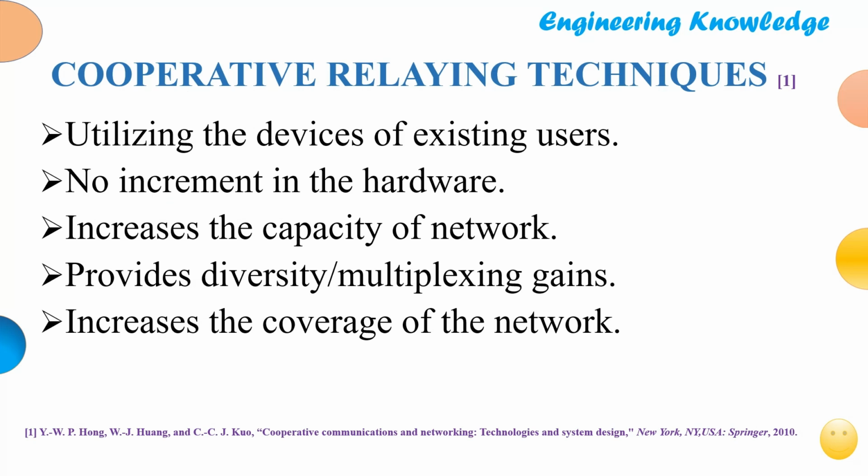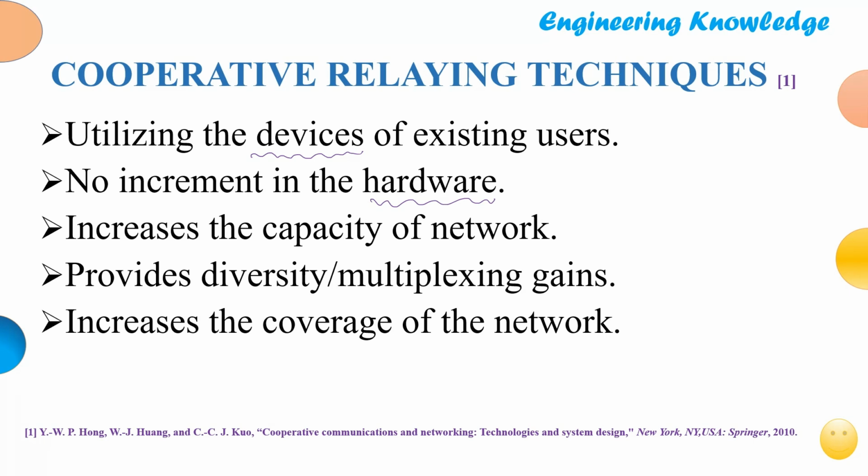So cooperative relaying techniques intend to utilize a device that is an already existing user in the system. The device of the user is used. Due to this, there is no increment in the requirement of hardware. We can understand that in MIMO systems, we require multiple antennas, and multiple antennas lead to an increase in hardware. So, if we can use an antenna of an existing user, the device of the user in the wireless communication system, then that increases the efficiency of the system and reduces the requirement of hardware.